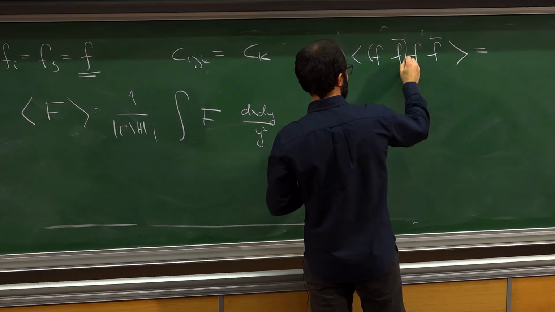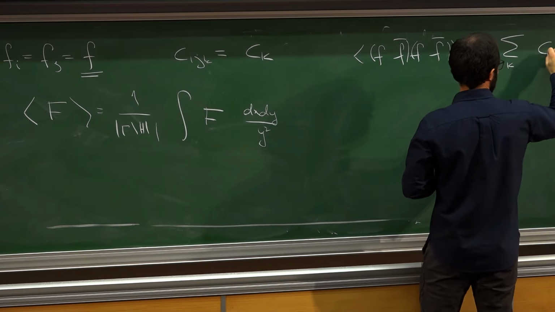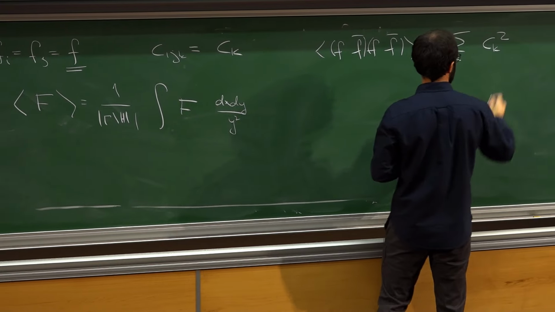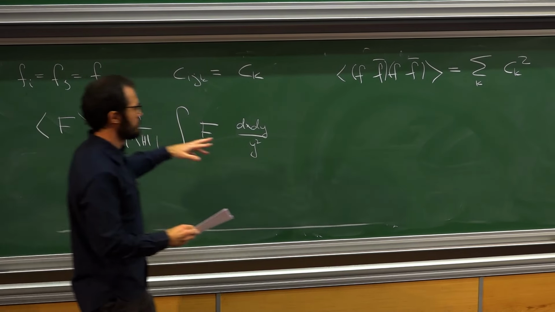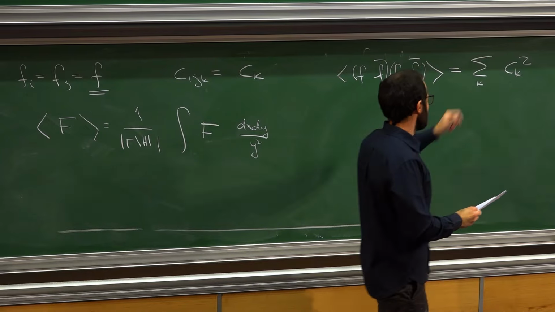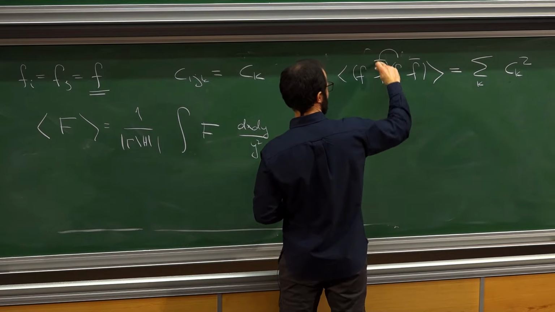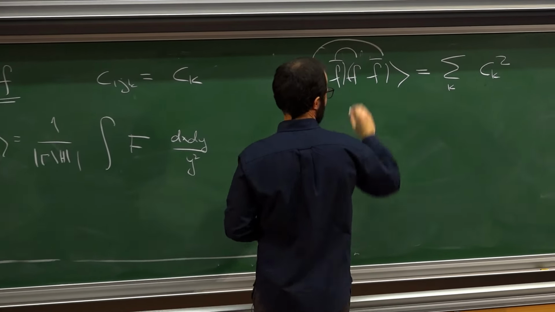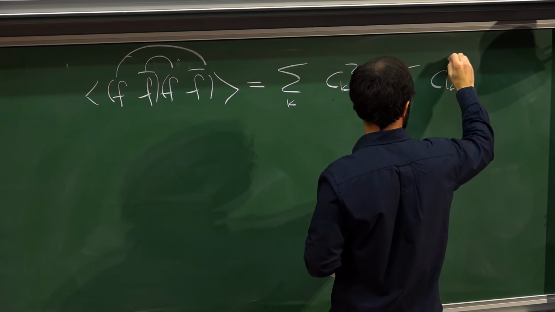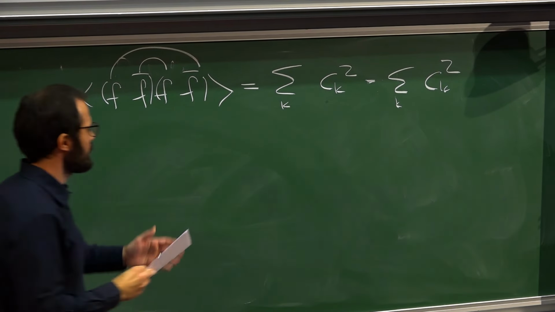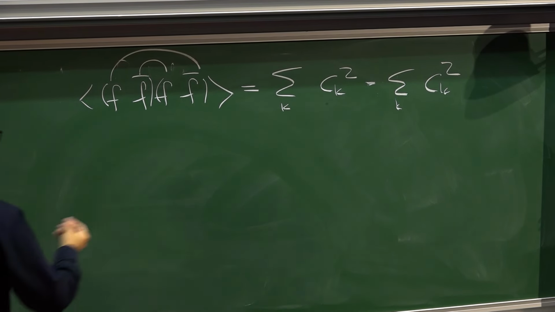You can either use the spectral decomposition like that, in which case it gives you the sum of C_k squared, since C_k is real if F_i is the same as F_j. Or you can put the brackets like that, expanding this product and this product, which again gives you C_k squared. So it's not very interesting in this case, it just gives a trivial equation. But you can get a non-trivial equation if you insert some covariant derivatives.